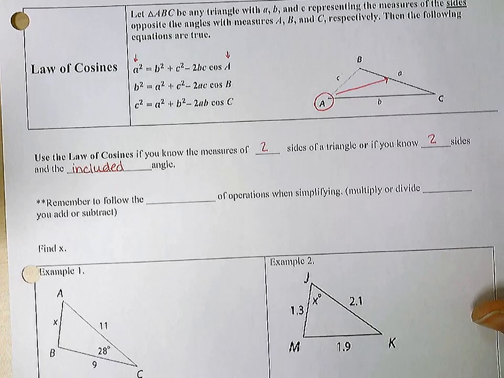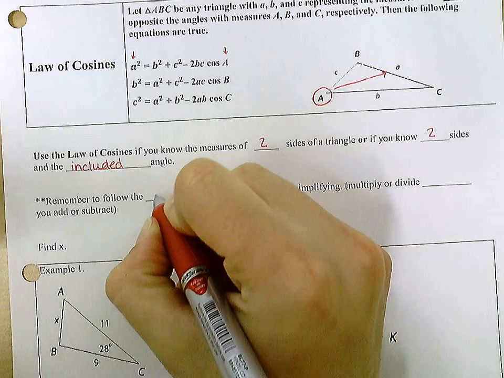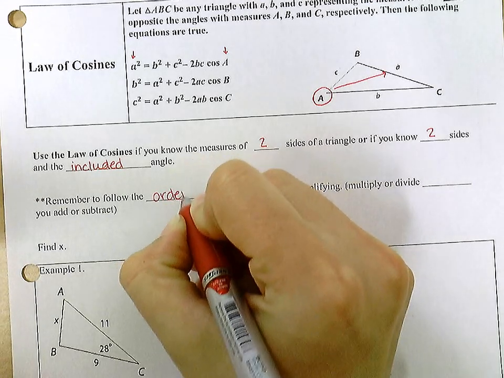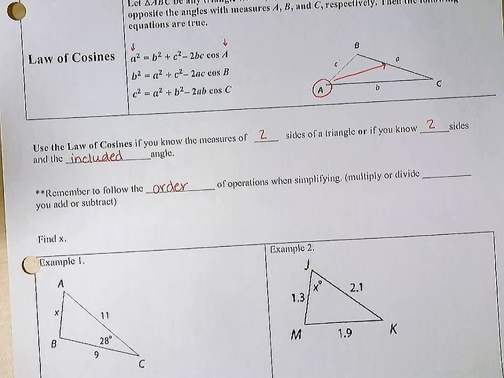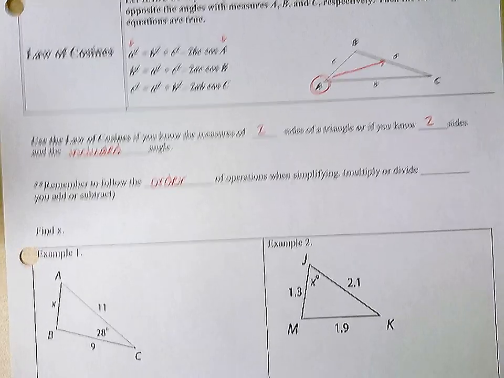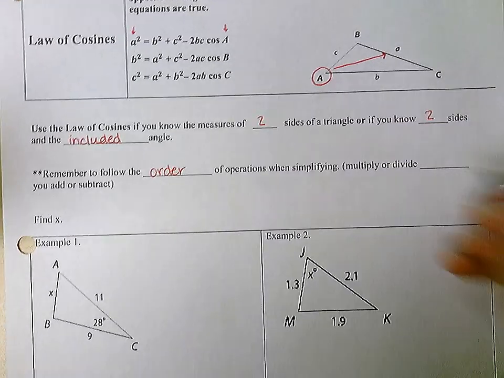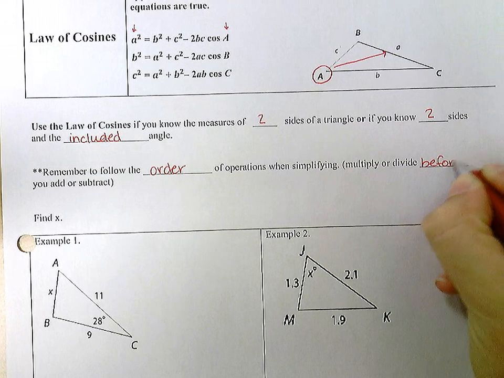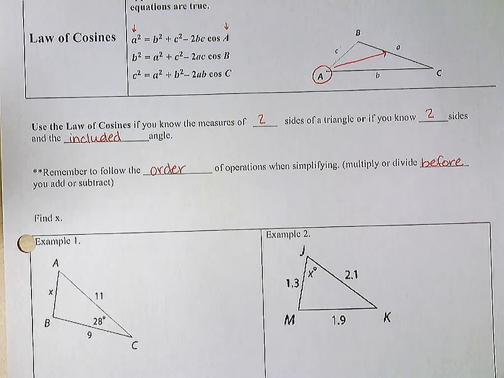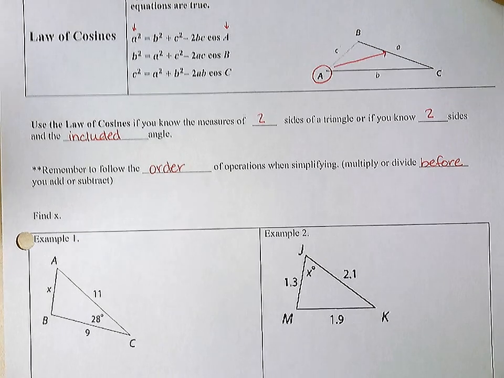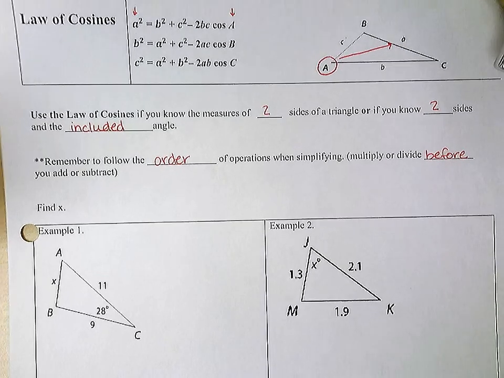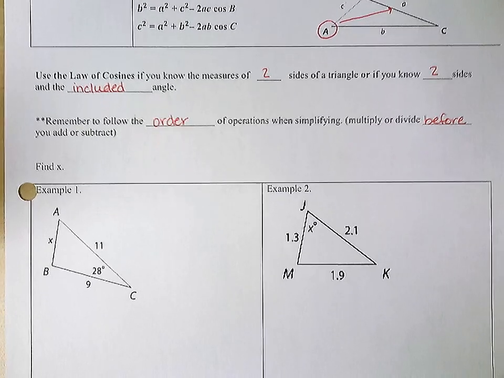Now you do need to remember to follow the order of operations when you're simplifying this. You have to multiply or divide before you add and subtract. Multiply and divide before you add and subtract. So with this one, we do have to be kind of careful. Now, just like yesterday, we do have some examples, and we're going to solve for a variable.